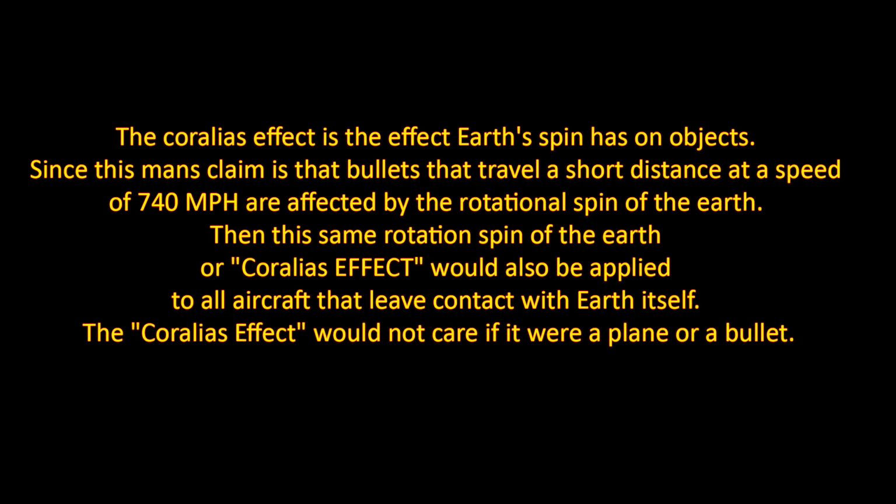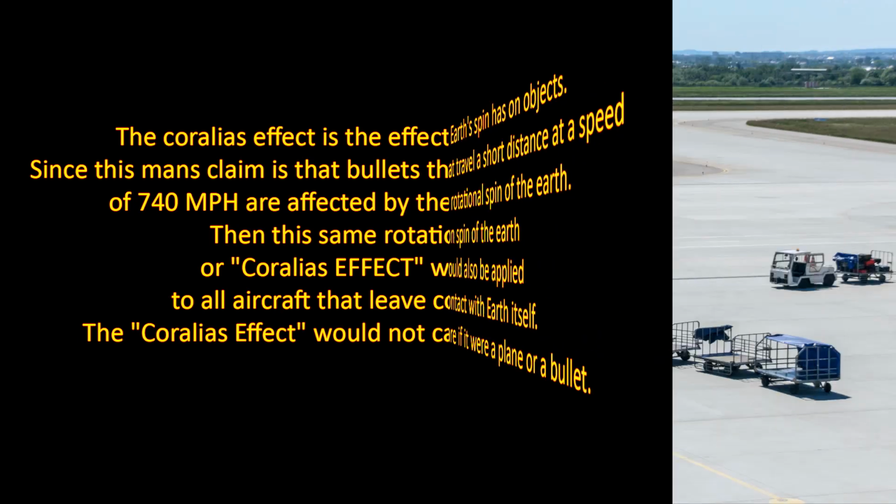Now, this man claims that even a bullet traveling 740 miles per hour at a short distance is affected by the rotational spin of the Earth. If that is the case, then this same rotational spin of the Earth, or Coriolis effect, would also be applied to aircraft that leave contact with the Earth itself. The Coriolis effect would not care if it were a plane or a bullet, but affect both objects the same.